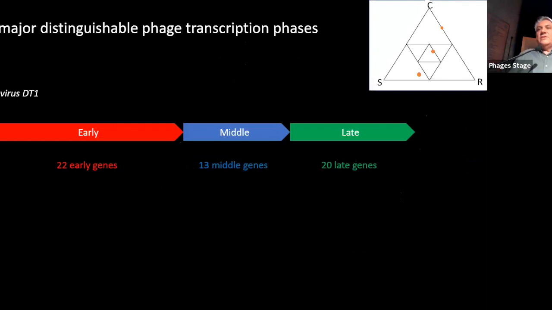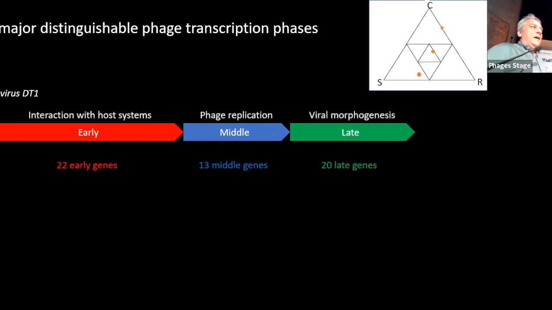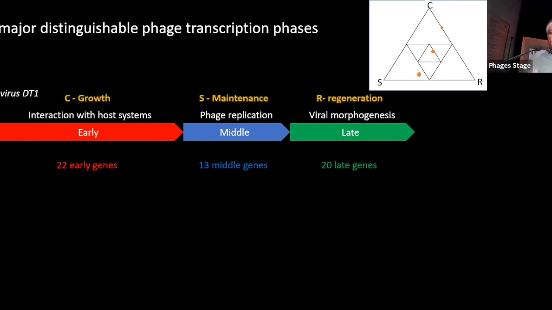This is based on the transcriptional phases of phage. In a transcription, you get first the early genes, then the middle genes, and the late genes. Here with Streptococcus you see there's a different proportion. Generally, early genes are in interaction with the host system. The middle genes, most times, are part of phage replication, whereas the late genes are the structural genes in viral morphogenesis, which can be directly correlated with the C, S, and R parts of the triangle, with growth, maintenance, and regeneration.